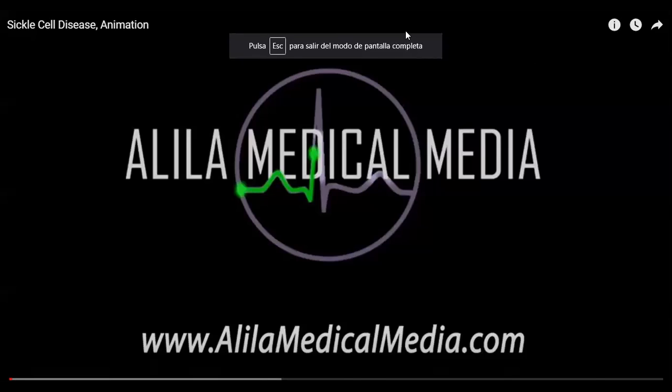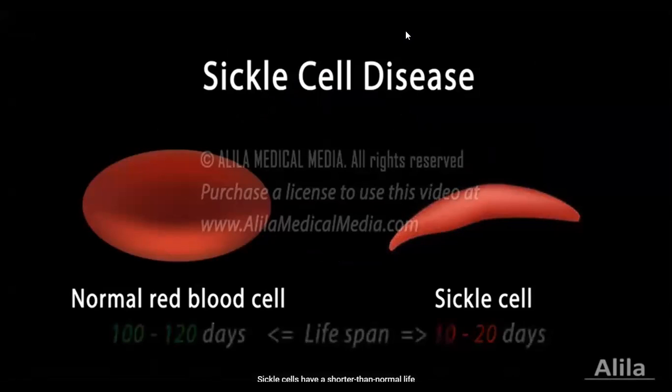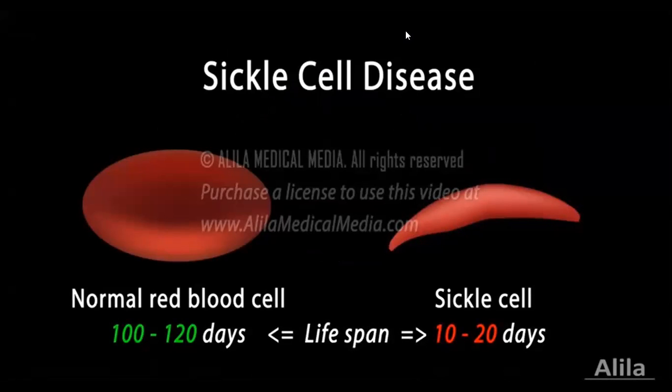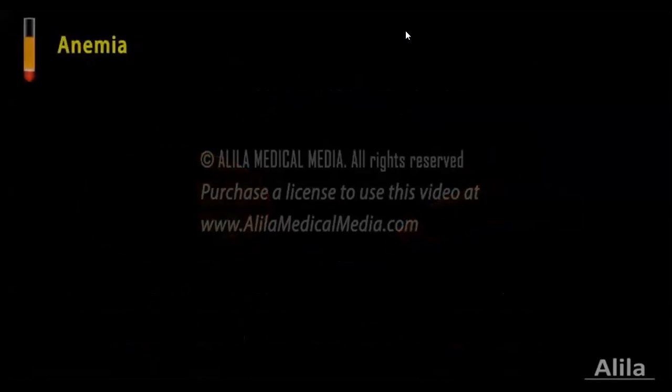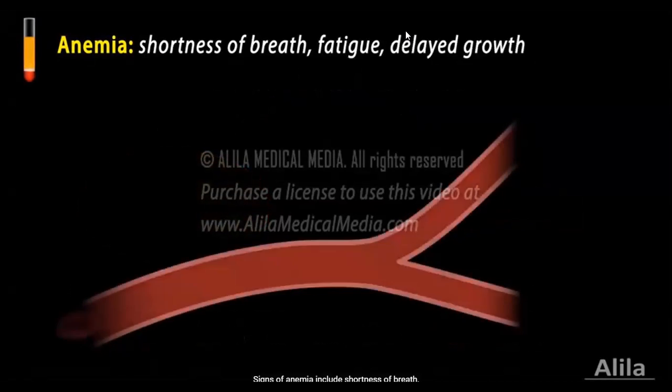Sickle cell disease is a group of inherited blood disorders in which the body produces abnormally shaped red blood cells that look like crescent moons or sickles. Sickle cells have a shorter than normal lifespan. Their premature destruction results in shortage of red cells, known as anemia. Signs of anemia include shortness of breath, fatigue, and delayed growth in children.